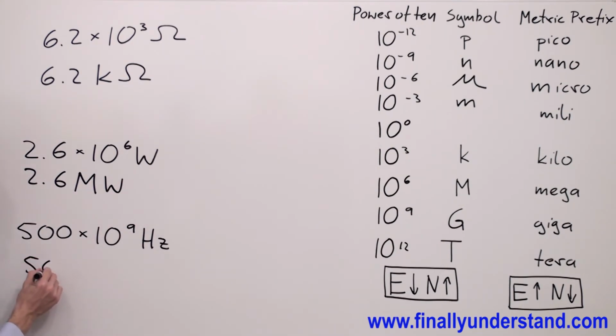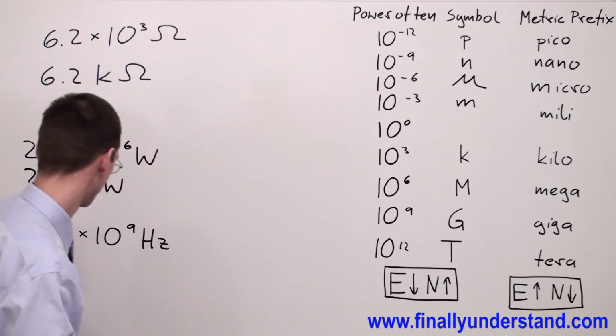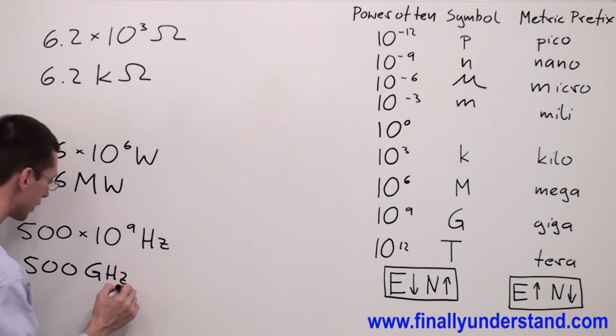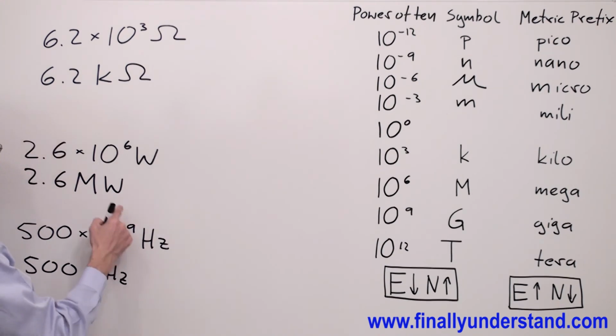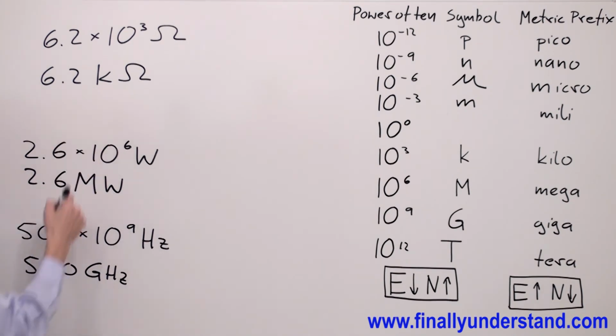500, and instead of times 10 to 9, I'm going to write G, giga hertz. As I said, right now we don't care what these units of measure mean. We just concentrate on metric prefixes. So these are the solutions to these problems.